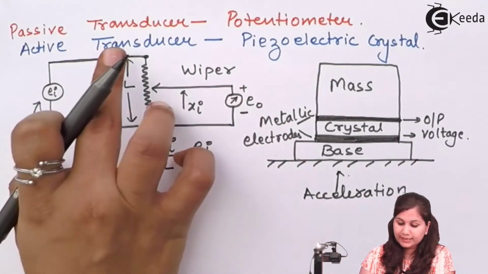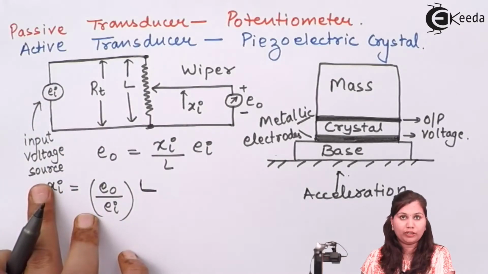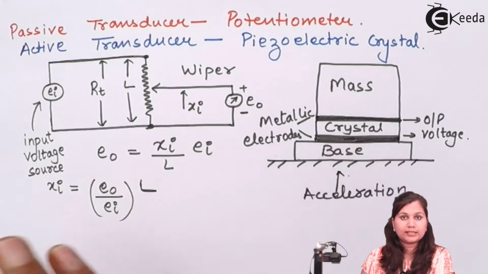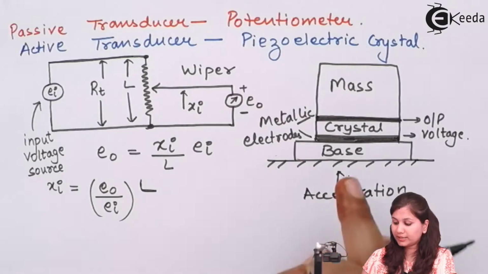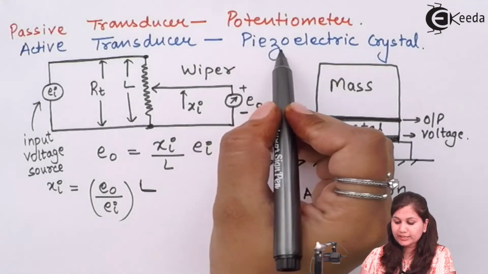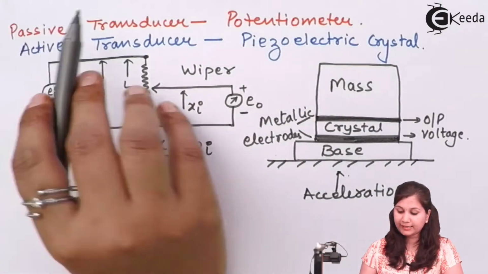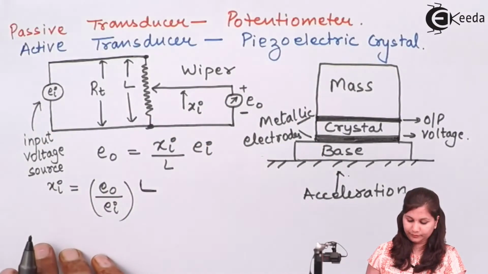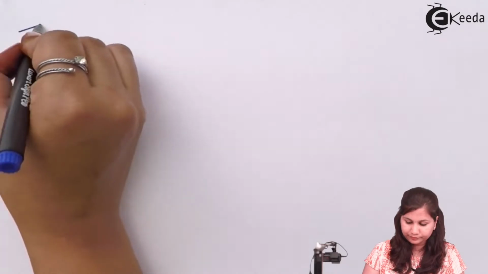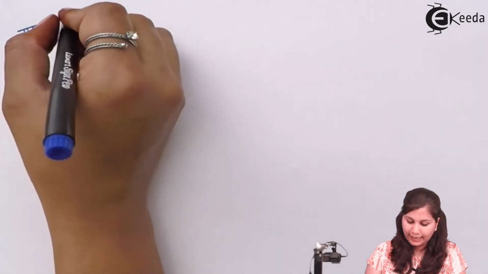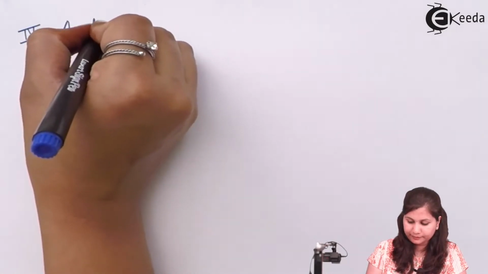Whereas in this passive transducer we are using an input voltage source, so that is doing the conversion, whereas here the power source is the input quantity itself, that is the acceleration itself. So the piezoelectric crystal is a type of active transducer, whereas the potentiometer is an example of a passive transducer. Next classification of transducer is analog and digital transducers.